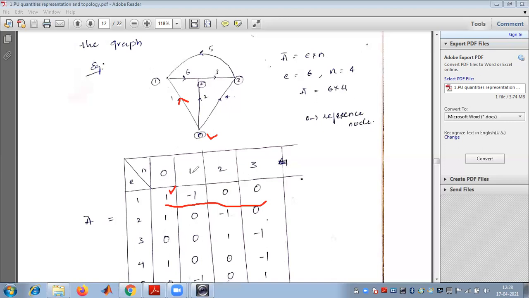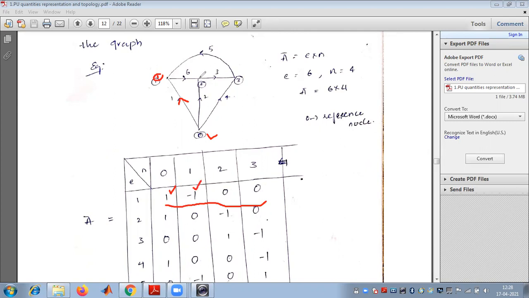Next, node number 1. Node number 1 means this one. Element number 1 is this one. So element number 1 is incident on this node number 1, but this is directed towards, not away. See the direction. So that's why I have substituted this as -1.